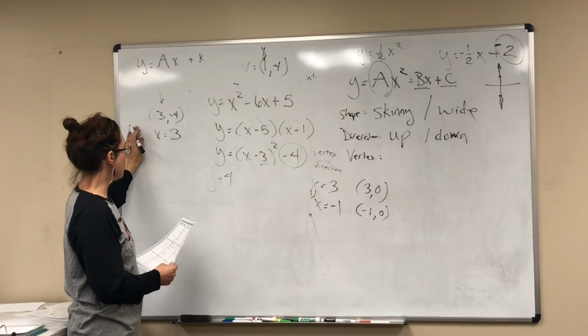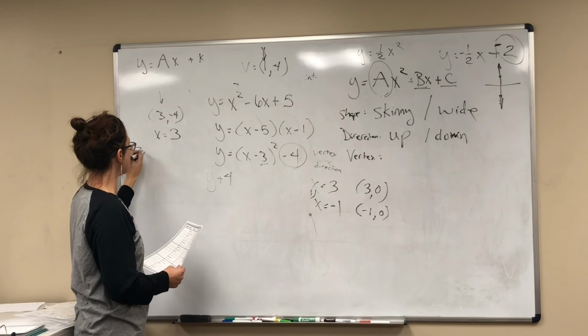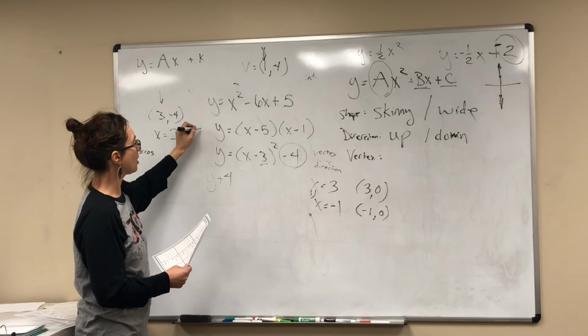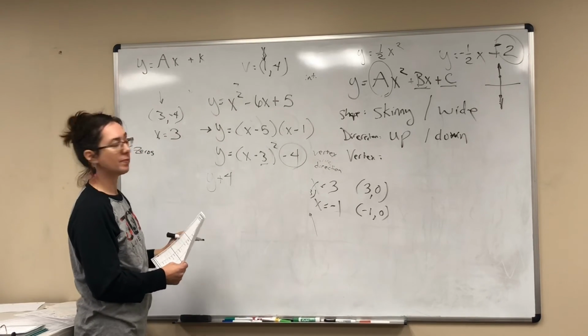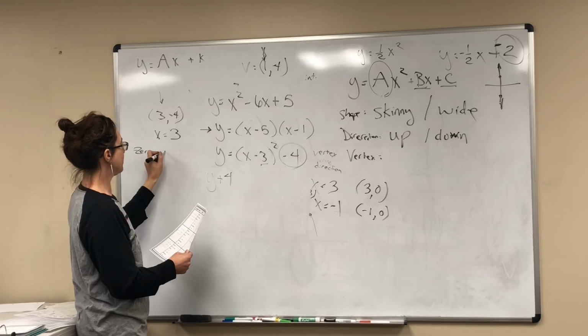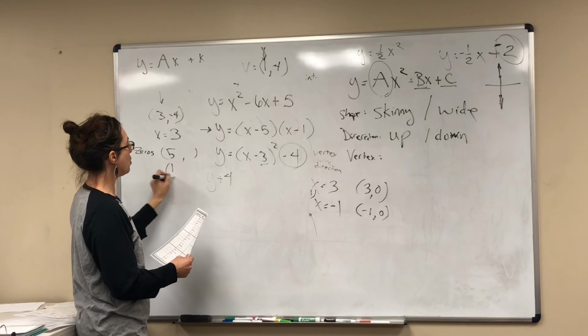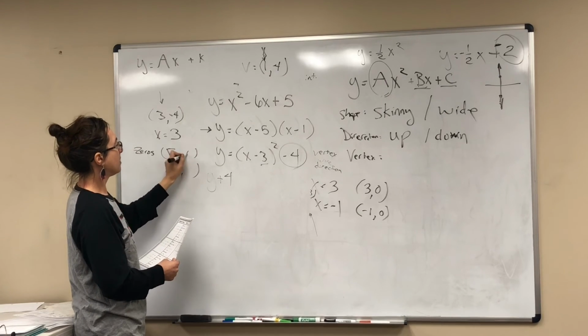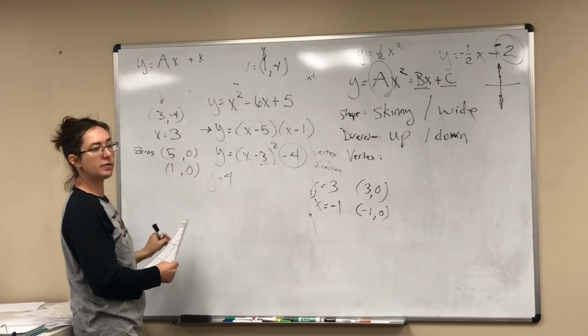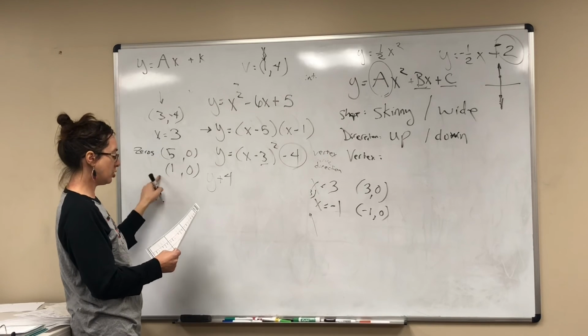What are our zeros? The zeros are the solutions. So we're going to use our factored form. So that's 5 and 1. And these are coordinates. They are telling us when y equals 0. So we have 2 solutions for that one.